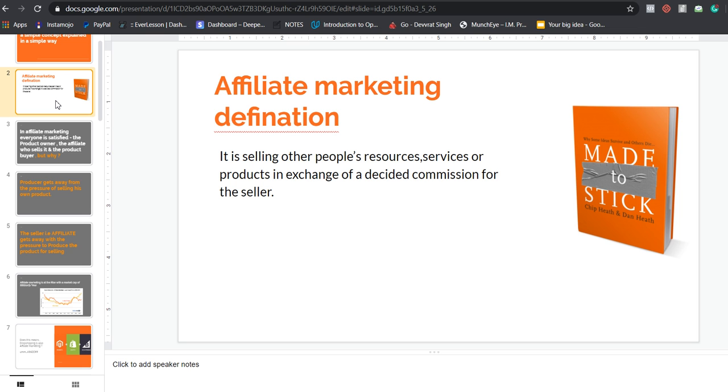Now what is affiliate marketing? Affiliate marketing is selling other people's resources, services and products in exchange of a decided commission for the seller. So for beginners, the simple definition is you promote other people's product, and as you sell other people's product, you get a decided commission for each sale. So that is the best definition for affiliate marketing.